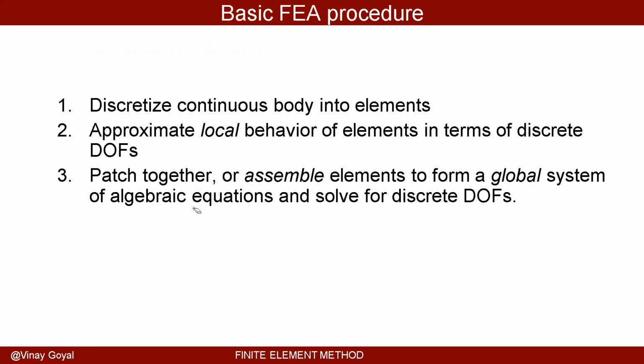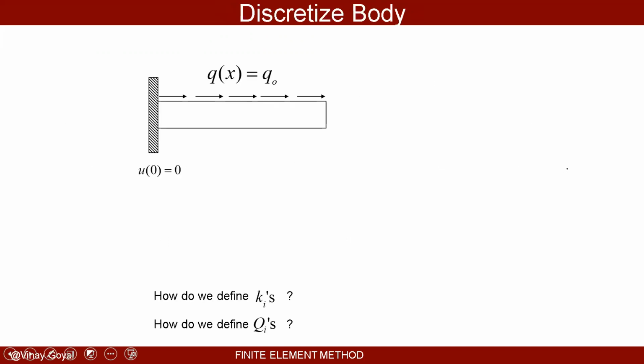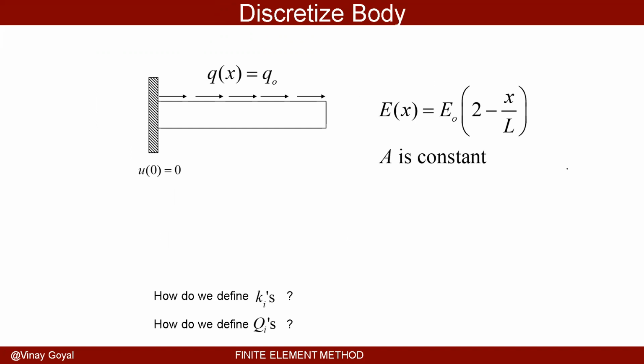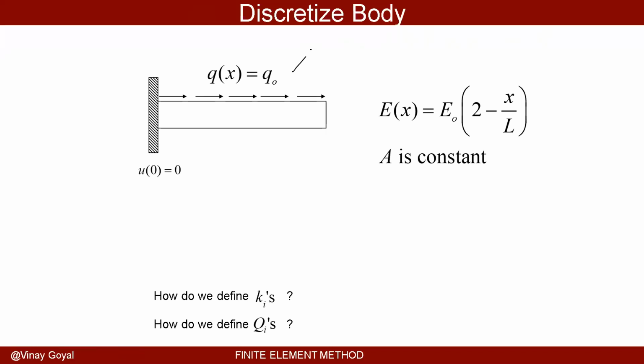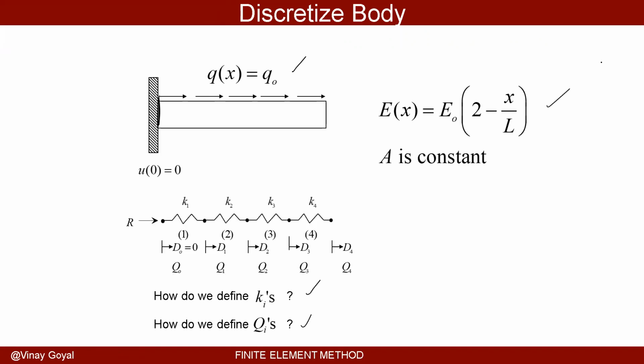So the basic FEA procedure: discretize the continuous body into elements, approximate local behavior, and then patch it together. That's what we want to do. So say I have a situation with a continuous distributed load Q, and it's fixed here, and I have a bar. How will we define K? How do we define Q? The modulus is varying, say. How do I go about that?